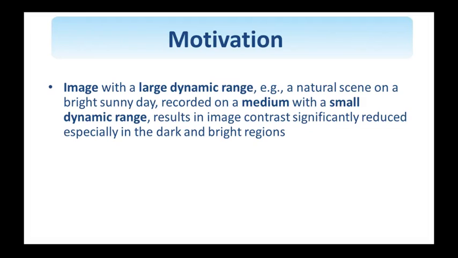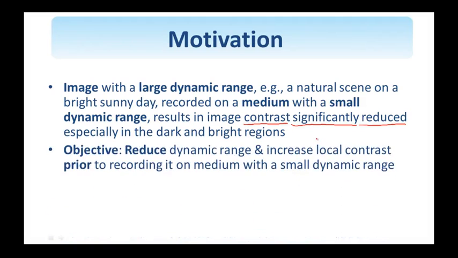natural scene on a bright day, and such an image is recorded on a medium with a small dynamic range. And the result is that there is a significant contrast reduction, especially in the dark and bright regions. So therefore the objective is, given an image, how can we reduce the dynamic range while increasing the local contrast?